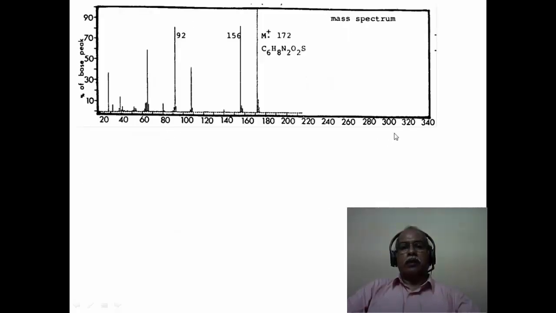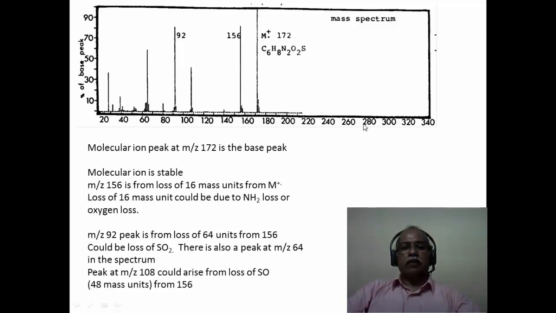Now let us move on to the mass spectrum. The molecular ion peak is the base peak. In other words, the molecular ion is very stable in this particular compound, and the fragmentation results in the loss of 16 mass units, which is probably due to the loss of an NH2 functional group in this particular case. NH2 would correspond to 16. We have already identified that it could be a primary amide or a primary amine, and loss of NH2 essentially, or the loss of an oxygen atom, gives the 156 m/z peak in this particular case.